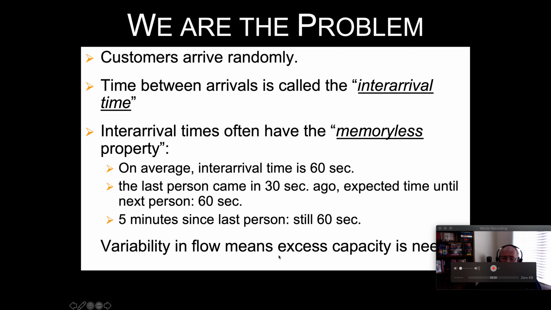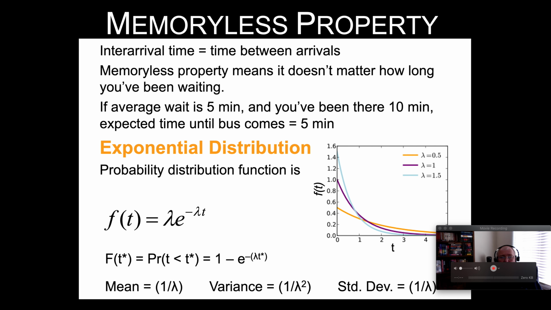And then there's variability in flow, which usually means that you need some excess capacity. If you don't have excess capacity, what happens is that on occasion at least the line builds up and then the frustration starts and so on. So the memoryless property, we're talking about the so-called exponential distribution.